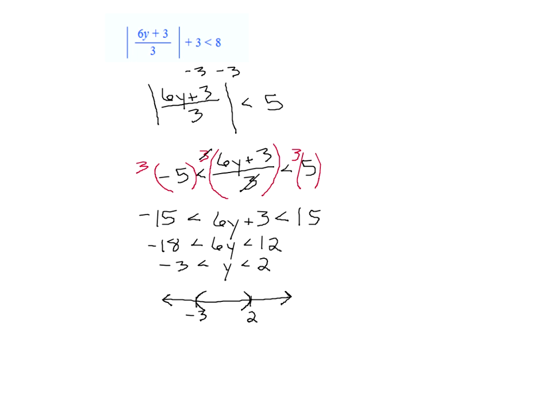On a number line, we'll use parentheses, and of course all the values are in the middle, just like how it's in the middle in the algebraic notation. Your interval notation: parentheses, -3, 2, parentheses.